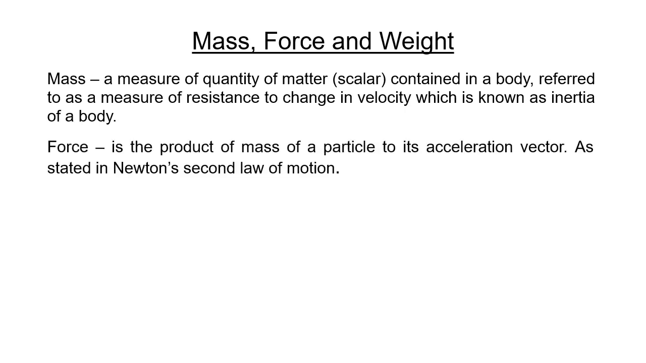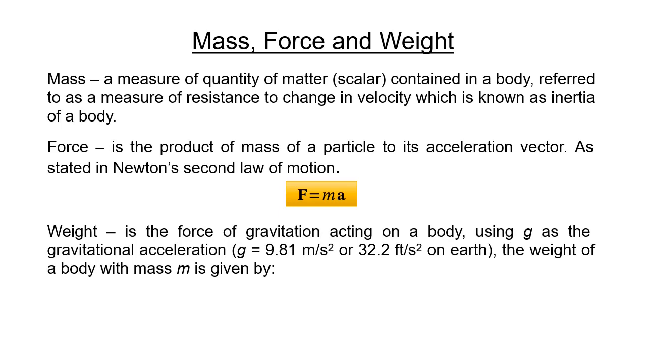Force is the product of the mass of a particle and its acceleration vector. As stated in Newton's second law of motion, the force vector is equal to the mass multiplied by the acceleration vector. Weight is the force of gravitation acting on a body, using g as the gravitational acceleration. On Earth, the gravitational acceleration g is equal to 9.81 meters per second squared or 32.2 feet per second squared. The weight of a body with mass m is determined using the formula W equals m multiplied by g.